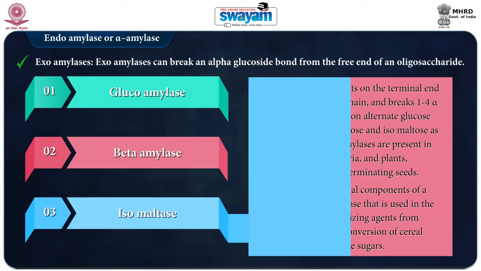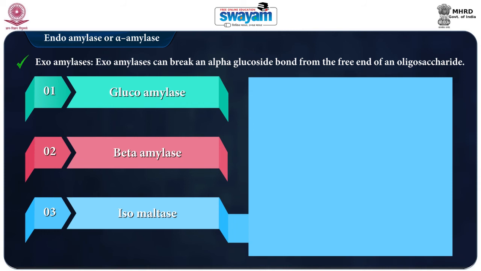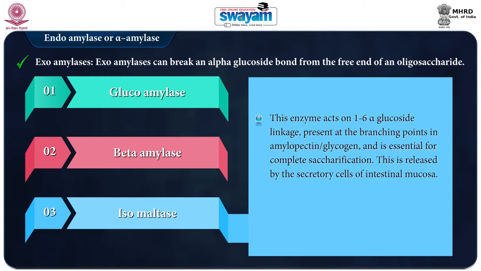Third type of enzyme is isomaltase, also called 1,6-alpha glucosidase. This enzyme acts on the 1,6-alpha glucoside linkage which is present at the branching point in amylopectin or also in glycogen, and it is essential for complete saccharification of the starch. This is released by the secretory cells of intestinal mucosa, and it is also found in sweet potato, and it is also secreted by some microorganisms.